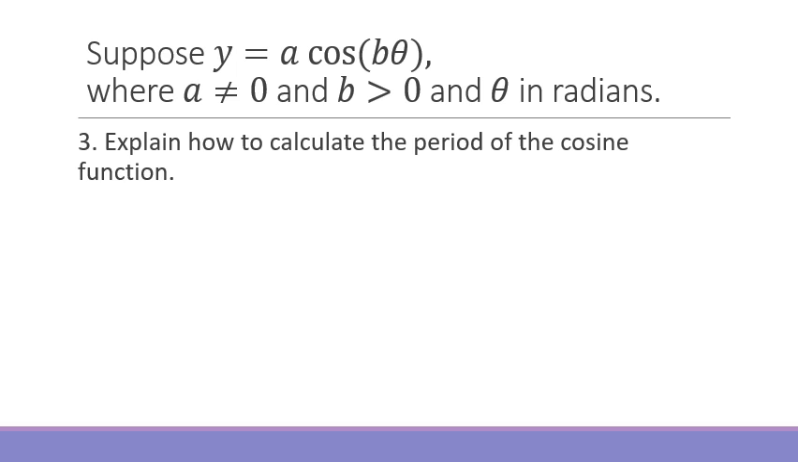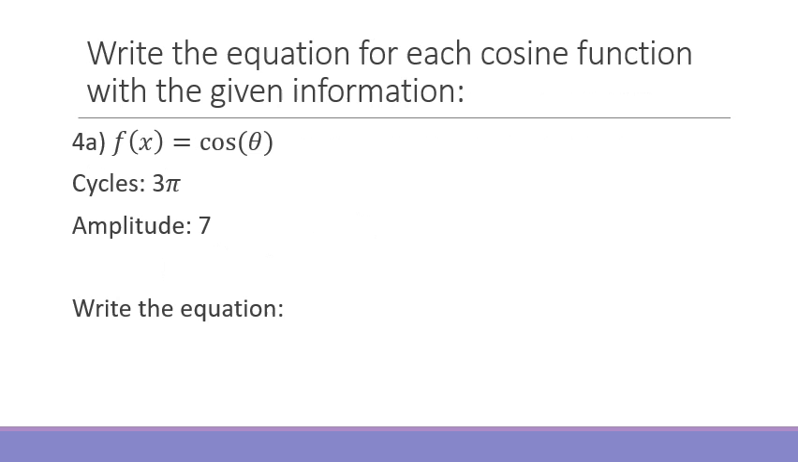All right, so how do we calculate the period of the cosine function? Exactly the same way as we did it for sine. So just like sine, the period is going to be 2 pi over the number of cycles, the b, right? So just the same, it's pretty easy.